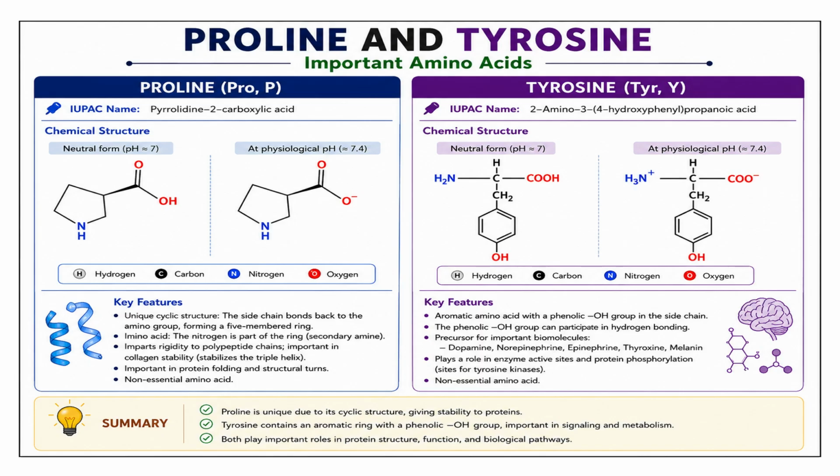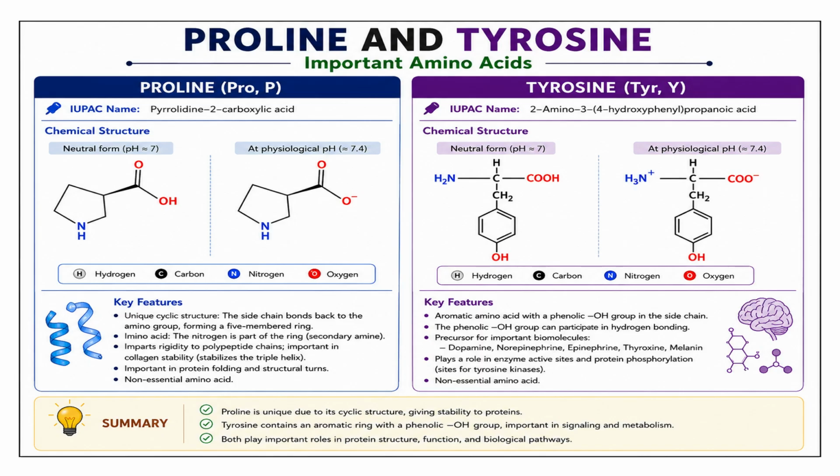Tyrosine is an aromatic amino acid containing a phenyl ring with a para-hydroxyl phenolic OH group. The hydroxyl group can participate in hydrogen bonding and can undergo phosphorylation, making tyrosine residues important in cell signaling and protein regulation. Tyrosine is also a precursor for important molecules such as dopamine, norepinephrine, epinephrine, thyroid hormones, and melanin.